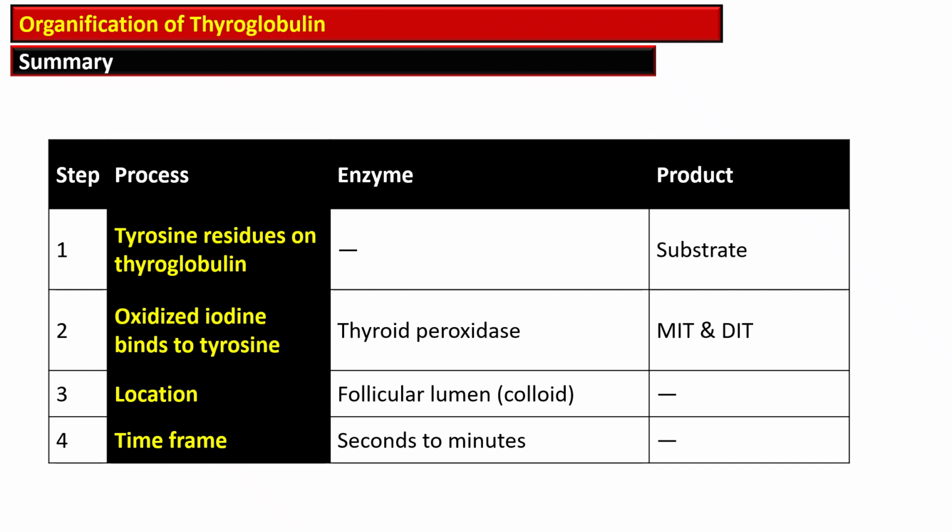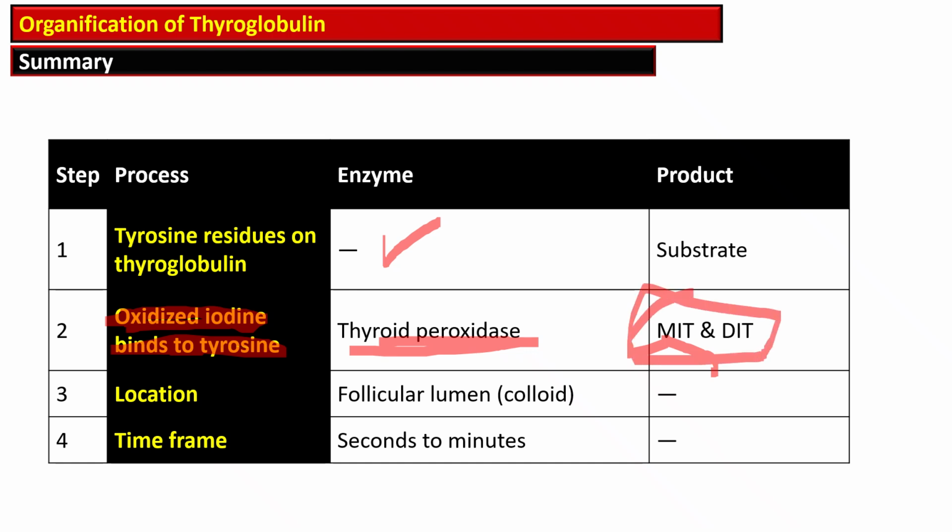This is the summary of organification. The tyrosine residues on the thyroglobulin are the substrates, and the oxidized iodine, oxidized by thyroid peroxidase, binds to tyrosine and forms monoiodotyrosine and diiodotyrosine. The process occurs in the follicular lumen, that is the colloid, and the time period for this process is within seconds to minutes.